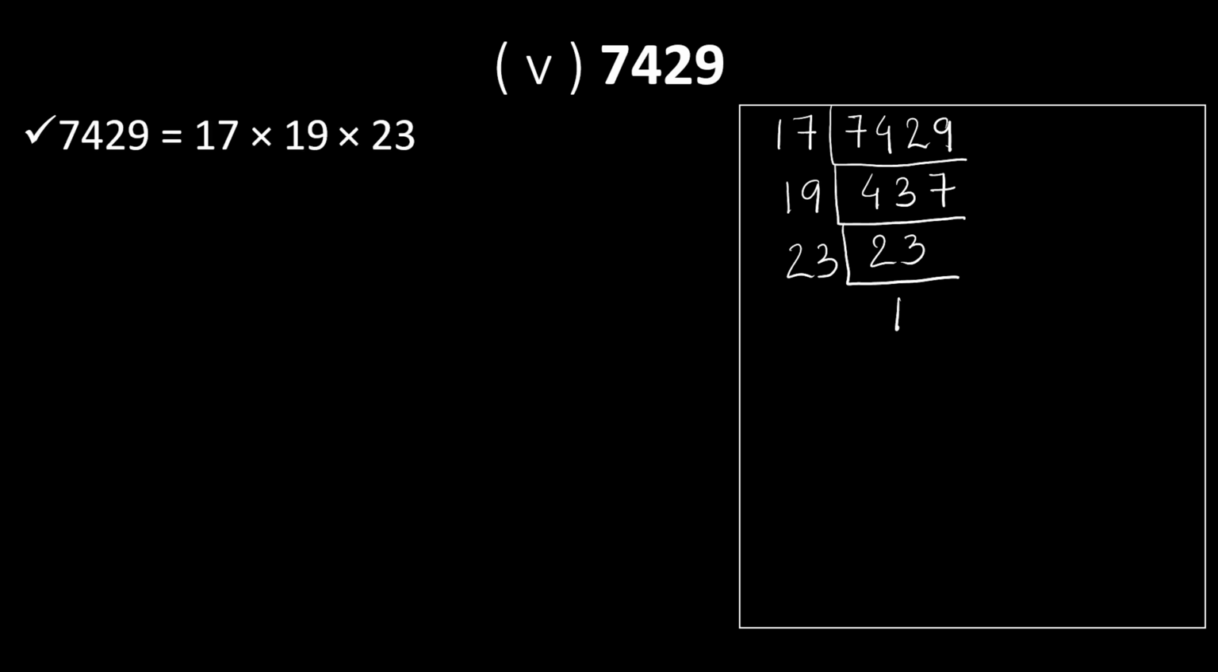So, now we can write down 7429 equals to 17 into 19 into 23. And since every prime factor in this prime factorization is occurring only once, so we will be writing it as 17 raised to 1 into 19 raised to 1 into 23 raised to 1.